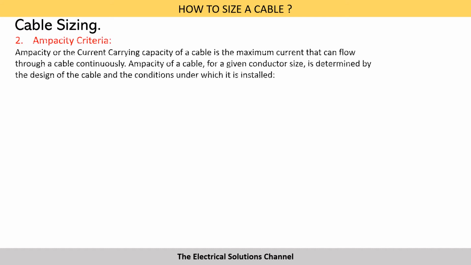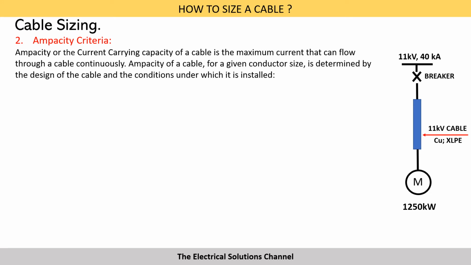Once the minimum cable cross section is known through the short circuit criteria, we now need to check the same through the ampacity criteria and the voltage drop criteria. Ampacity, or the current carrying capacity of a cable, is the maximum current that can flow through a cable continuously. Ampacity of a cable for a given conductor size is determined by the design of the cable and the conditions under which it is installed.